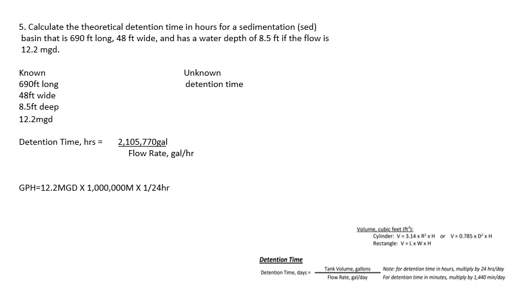12.2 million gallons a day times a million divided by 24 hours in a day. 508,333 gallons an hour. Divide that into 2,105,770 gallons. You get a detention time of 4.14.